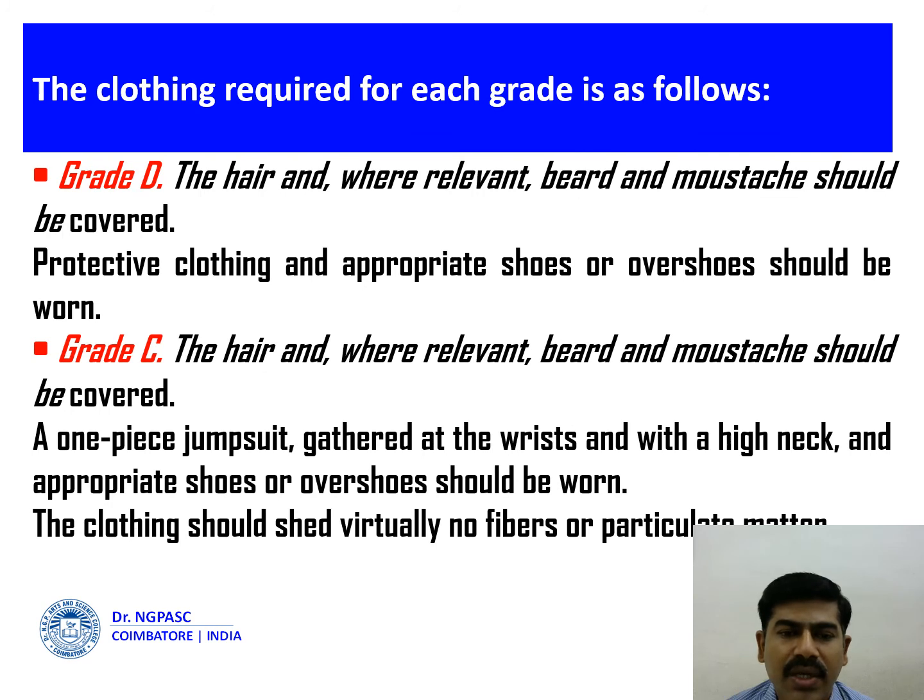So the clothing required for each grade is as follows. Grade D: the hair and, where relevant, beard and mustache should be covered. Protective clothing and appropriate shoes or overshoes should be worn. Grade C: the hair and, where relevant, beard and mustache should be covered. A one-piece jumpsuit gathered at the wrist and with a high neck and appropriate shoes or overshoes should be worn. The clothing should shed virtually no fibers or particulate matter.